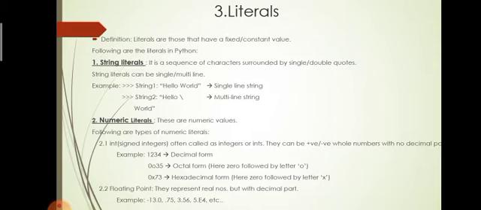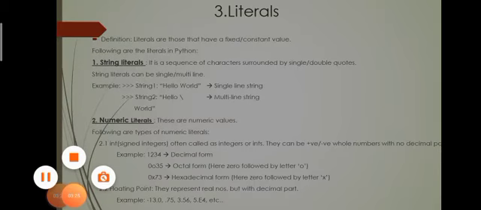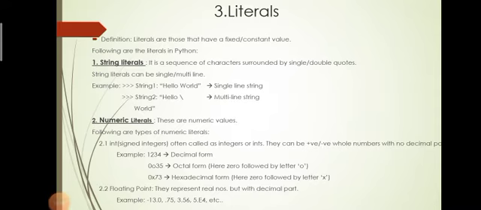First is string literals. By the name it suggests that the literal is a string. A string is a group of alphabets. Remember this: a string is a group of alphabets. It is a sequence of characters surrounded by single or double quotes. Whenever you define a string in your program, you give a variable name like string1 and then "hello world". Here "hello world" is a string literal.